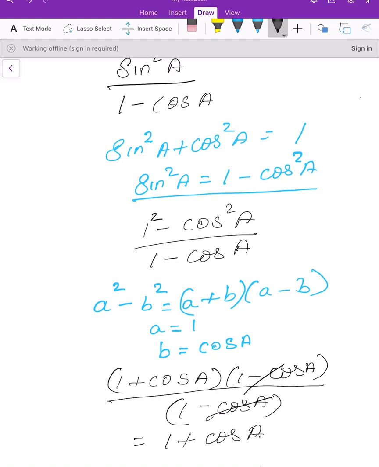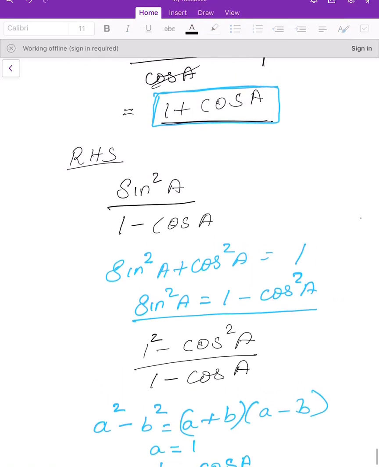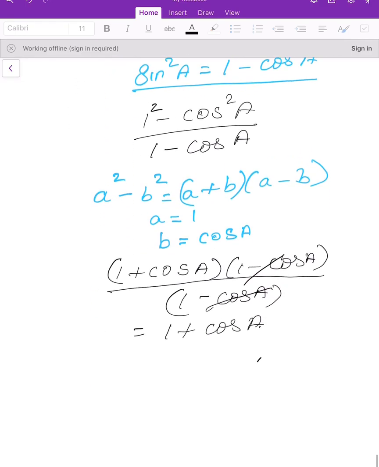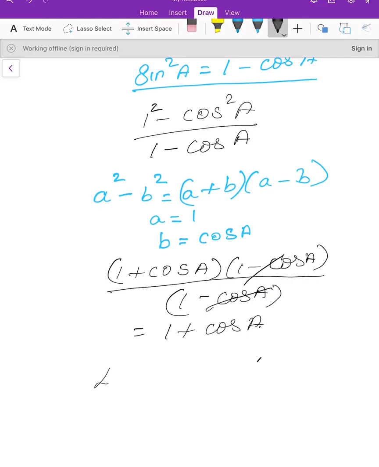Now I have shown that already. I proved that my 1 plus cos A was equal to my left hand side, and that is equal to my right hand side. My left hand side is equal to my right hand side. Hence proved. This also we can do, by equating both right hand side and left hand side and bringing them to the same answer. This also you can do.